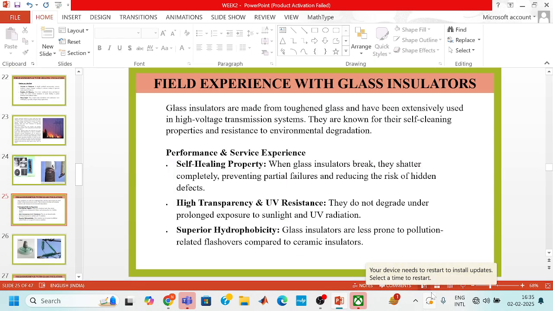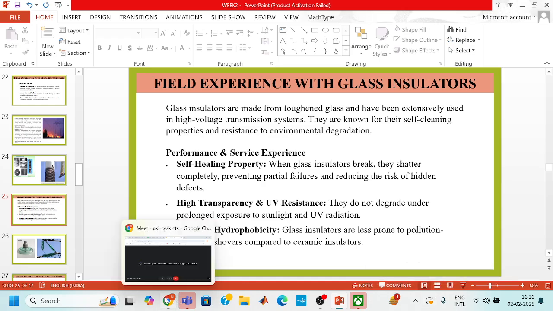Okay, now moving on to the glass insulators. Glass insulators are made from toughened glass and have been extensively used in high voltage transmission systems. They are known for their self cleaning properties and resistance to environmental degradation.